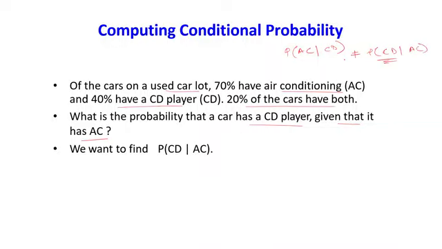This would be different. So now you need to understand what condition you want to apply. For example, what is the probability that today there would be a traffic jam given it is raining, rather than if you say, what is the probability that it will rain given there is a traffic jam. So the sequence matters. Here we want to find out the probability that a car will have a CD player given it has air conditioning in it.